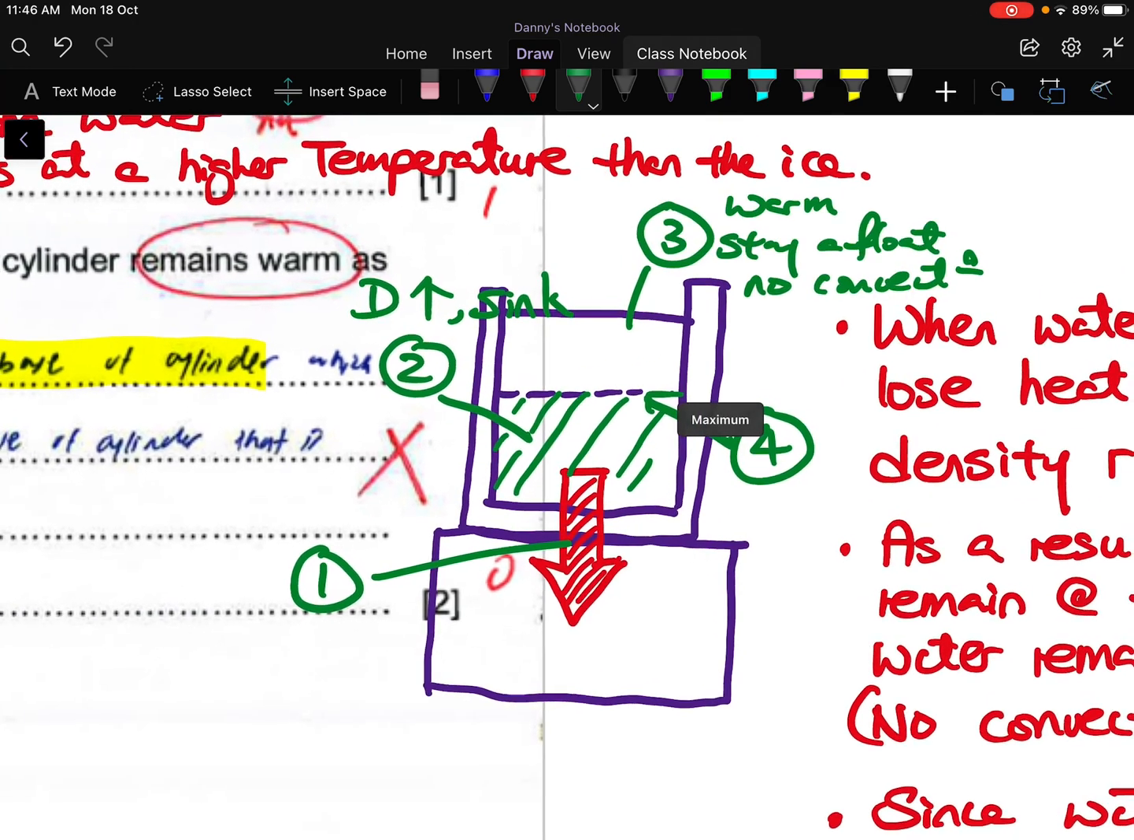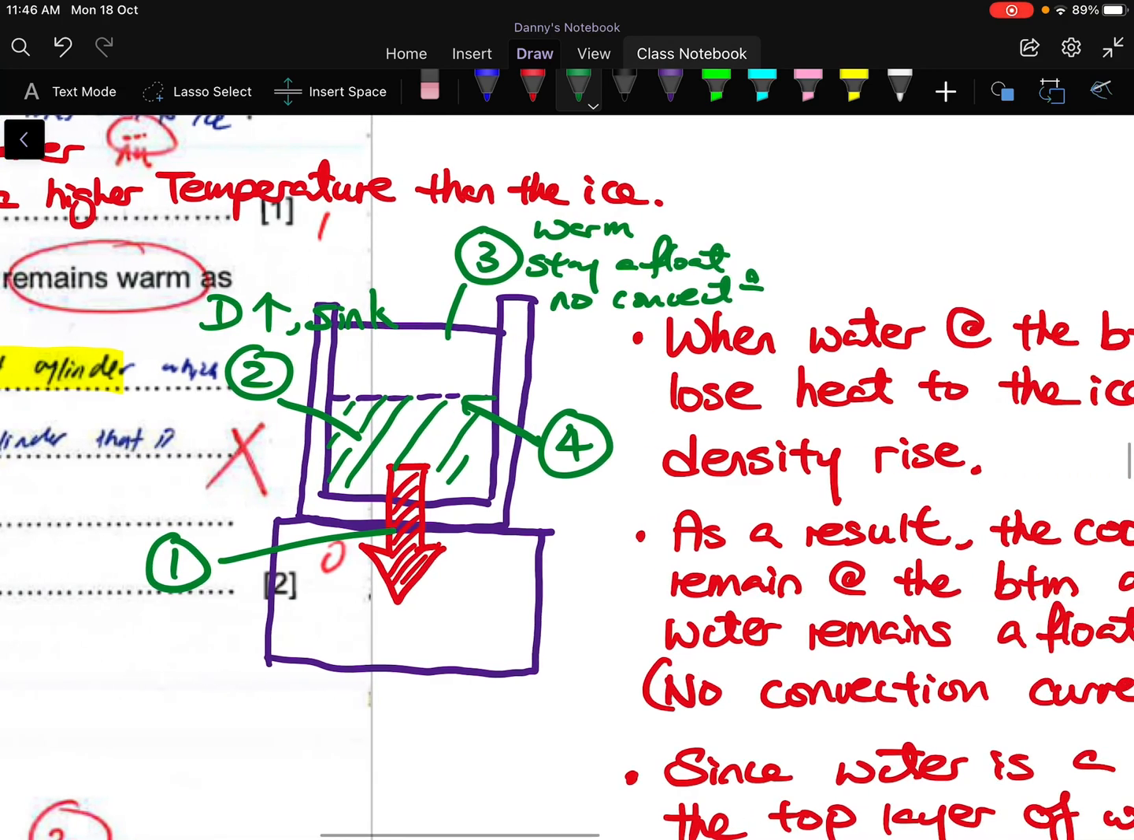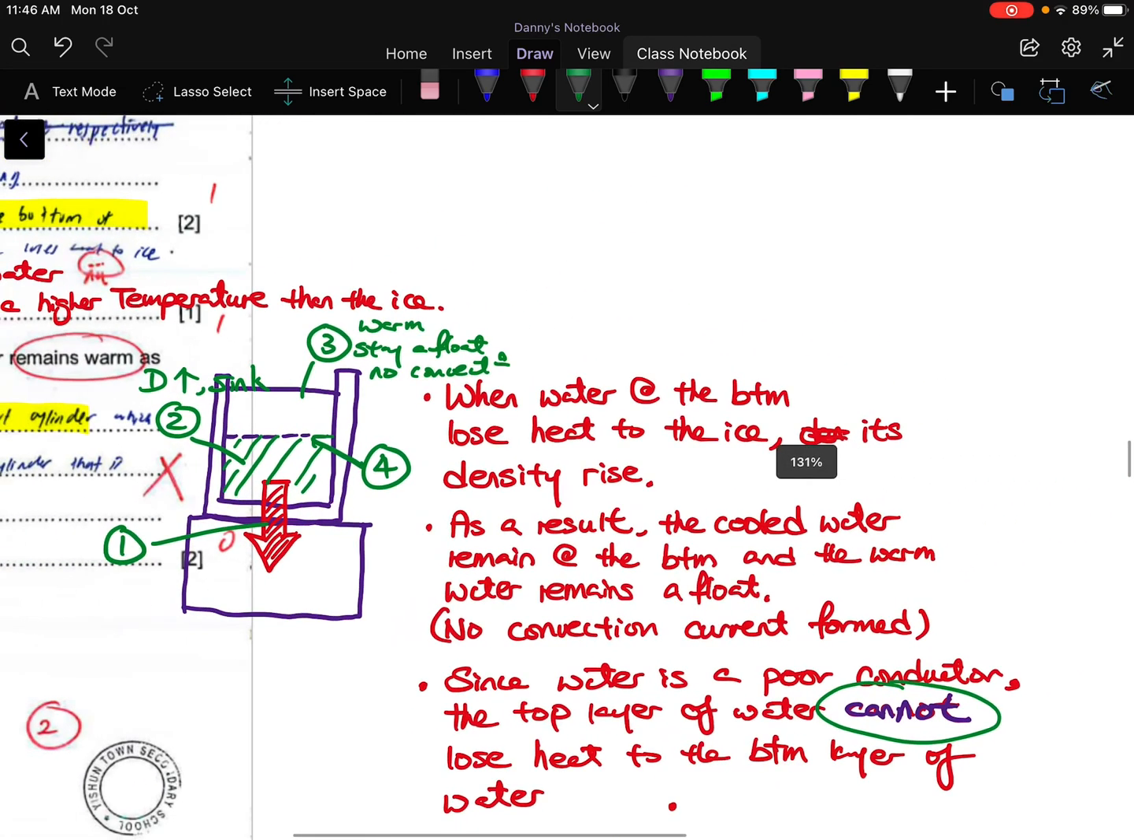So immediately after I plan this very quick diagram, I know that I have 4 parts to talk about. Then with these 4 parts, I will now write out my full answer.